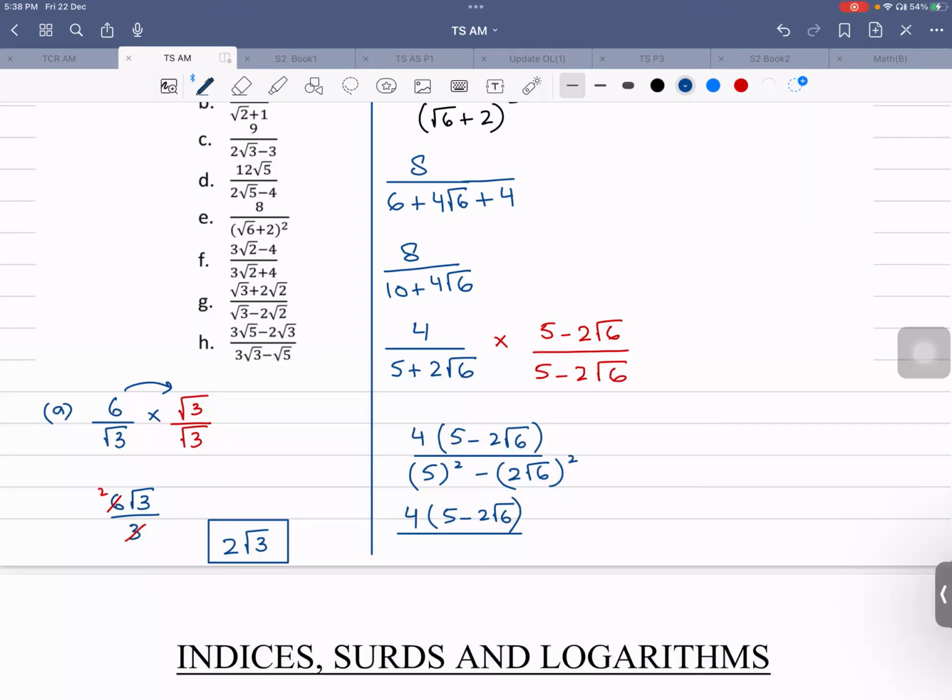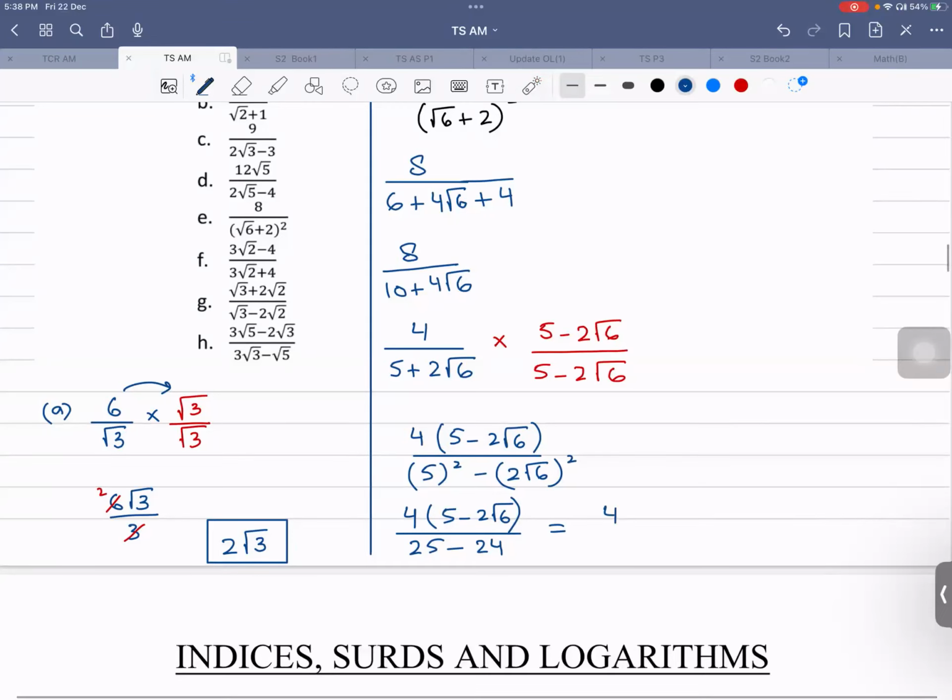Okay, so what happens to the denominator? 25 minus, what is the square of 2 root 6? 24. 24. And 25 minus 24 is 1. So we are only left with the numerator.